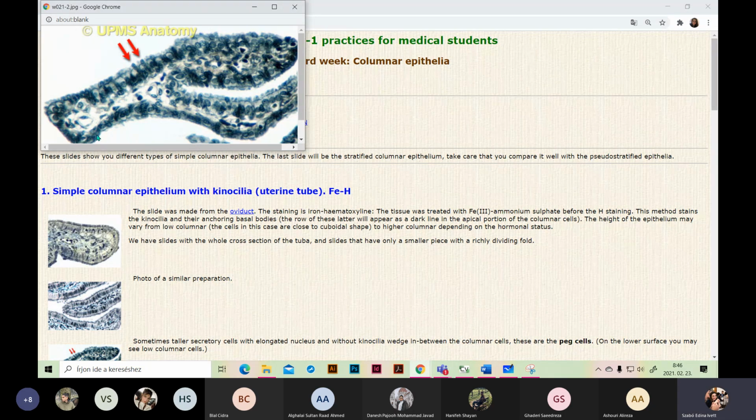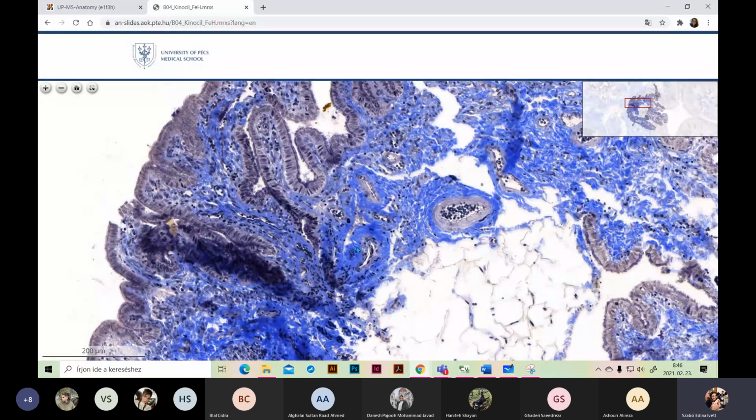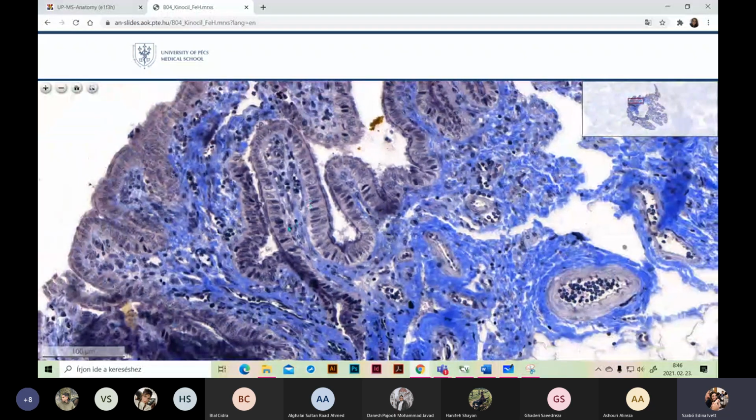Because the cuboidal cells never have kinocilia on the surface. You have several details that help you to recognize this type of epithelium. So if we check the slide, where is this slide? Here. You see the surface epithelium, simple columnar with kinocilia.